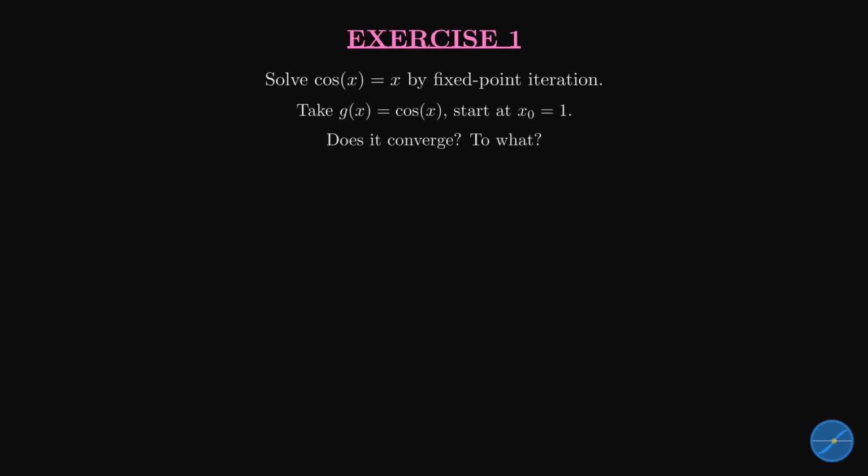Exercise 1. Solve cosine of x is equal to x by fixed point iteration. Take g of x is equal to cosine of x, starting at x_0 is equal to 1. Does it converge, and to what? Pause here and run a few iterations yourself.